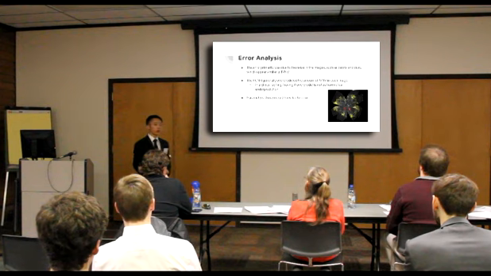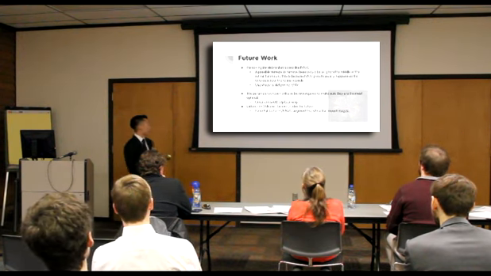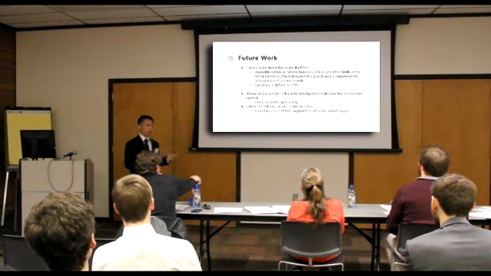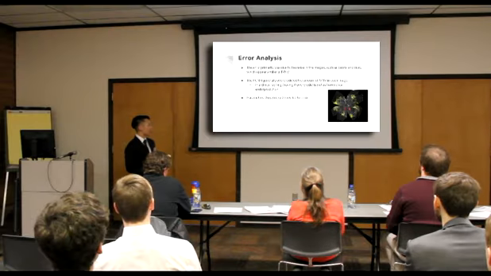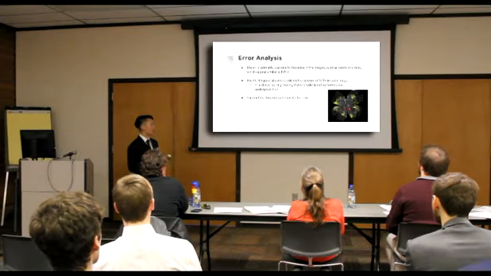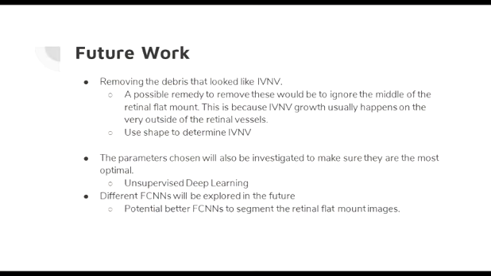And also the parameters I chose for my fully convolutional neural network could also have led to some error. And so to fix these, I'd like to, in the future, possibly ignore the debris. And how I would do this was that I noticed that the IVNV growth usually happens on the perimeter of the retina, whereas this debris can occur in the center as well. So if I was able to ignore the center of the retina, then that would reduce my error as well.